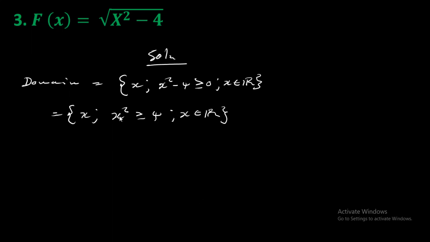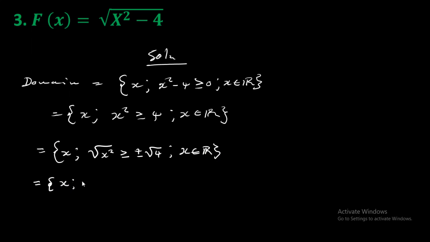And then from there, what we can look for is the square root of that. So this can be x such that the square root of x squared is greater than or equal to positive or negative square root of 4, such that x is a member of real numbers. Then when you do that, you can simply finish it up. You say x such that x is greater than or equal to 2, or x is less than or equal to negative 2.